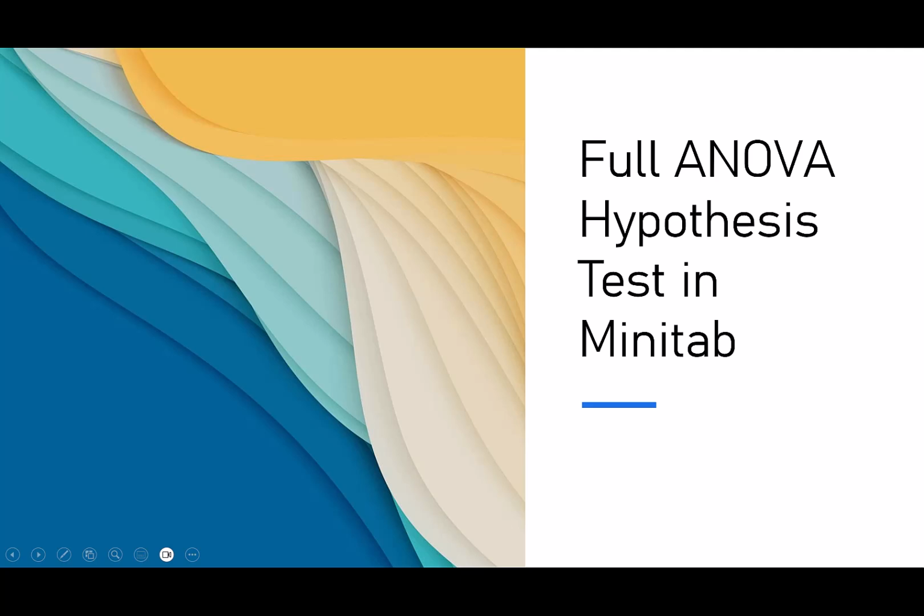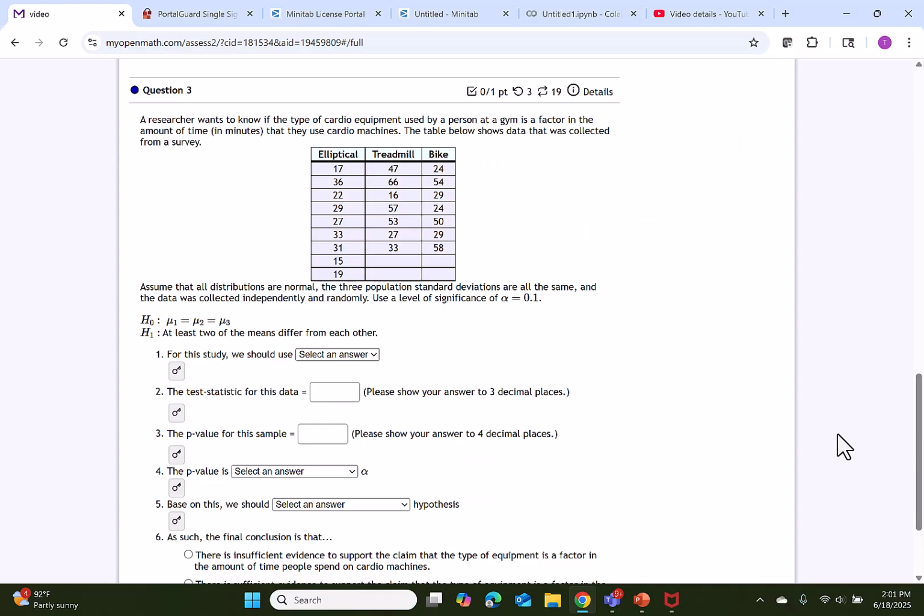Hi everybody, today I'm going to do an example of a full ANOVA hypothesis test in Minitab. Our example says a researcher wants to know if the type of cardio equipment used by a person at a gym is a factor in the amount of time in minutes that they use cardio machines. The table below shows the data that was collected from a survey.